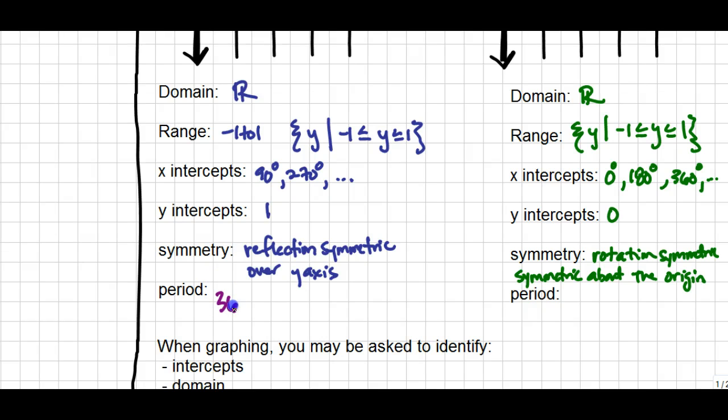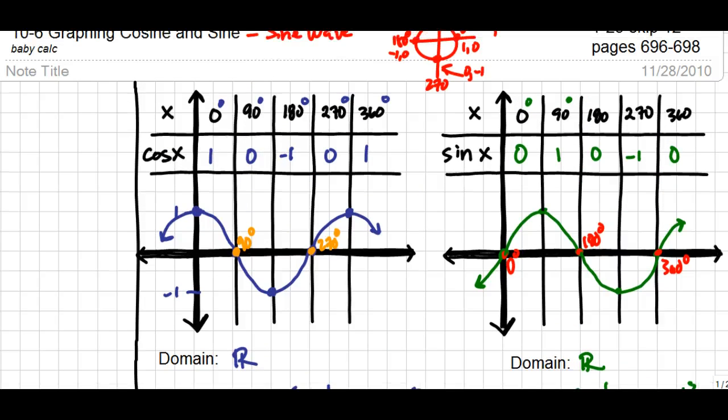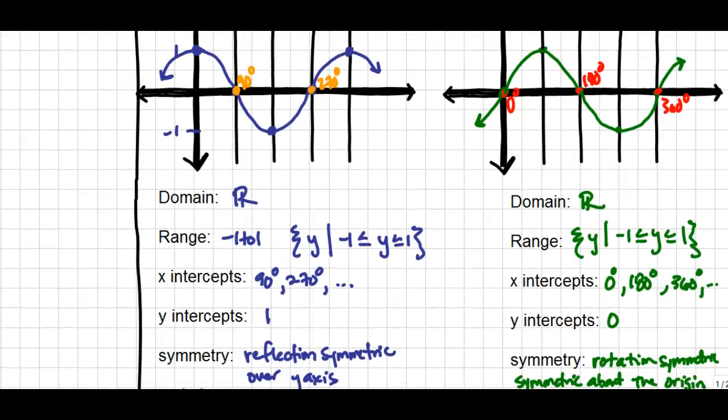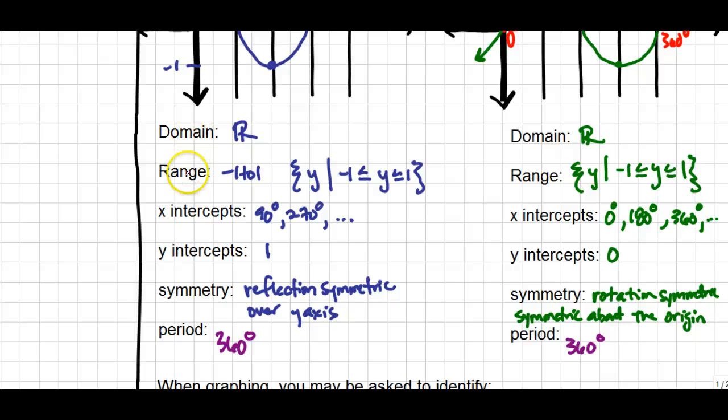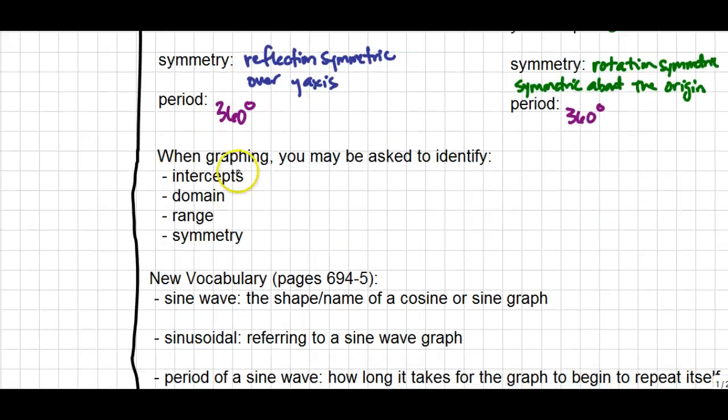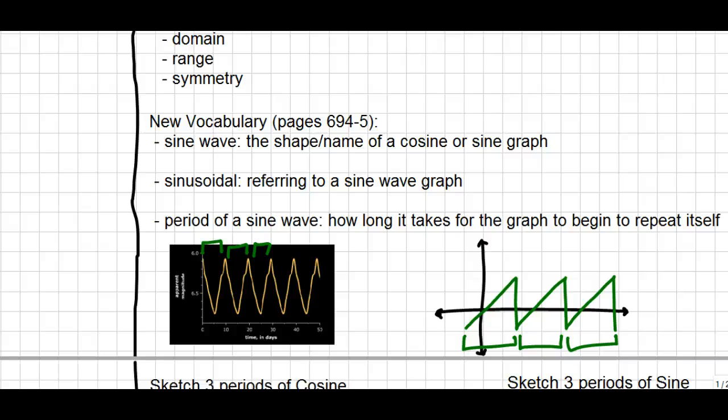So in summary, the graphs both carry the same name. They're both referred to as a sine graph, or a sine wave, but the cosine and the sine graphs have different x-intercepts and different symmetry. They do share the same domain and range and the same period. When you are asked to graph, you should be comfortable identifying domain, range, symmetry, and all of the intercepts. So make sure that you're studying those elements along with the actual graphs themselves.